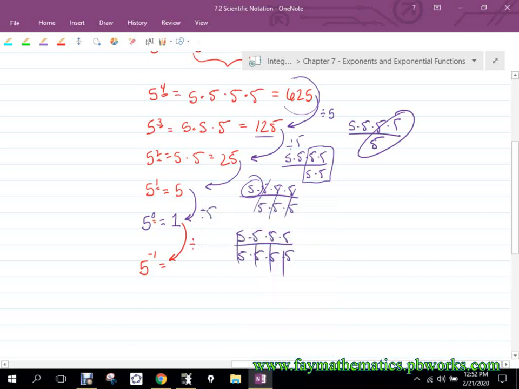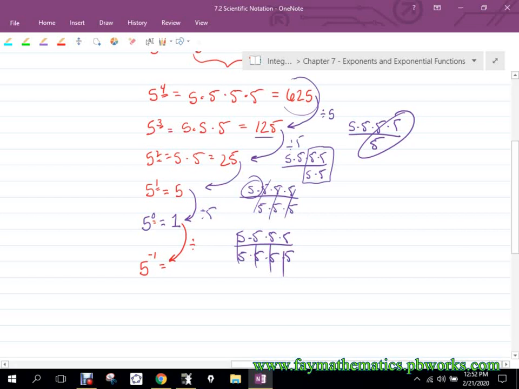You divided each one of these by 5, right? So what would make that pattern change? Have we done anything that would make that pattern change? No. So let's continue to divide by 5. So what's 1 divided by 5? It's 0.2 as a decimal, but is it that as a fraction?